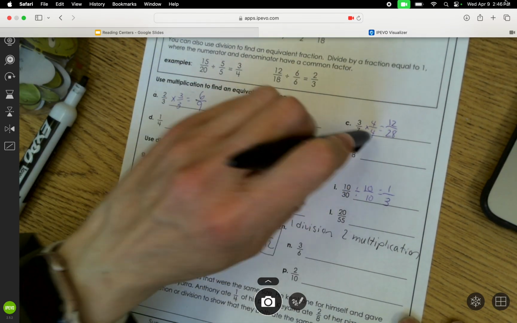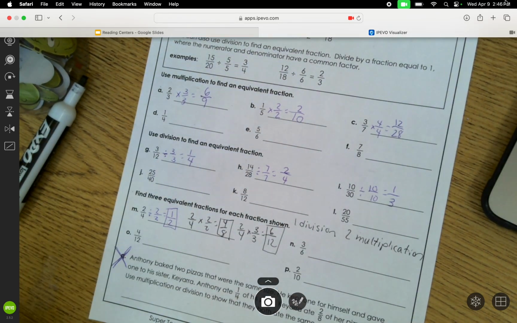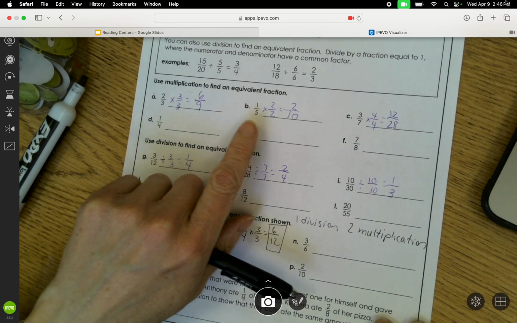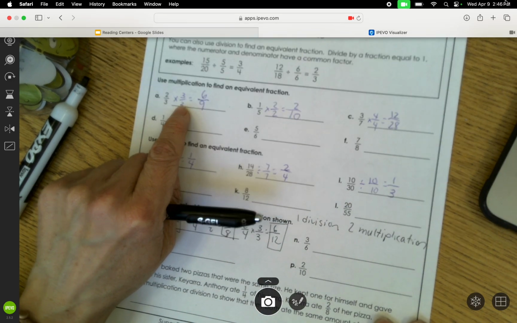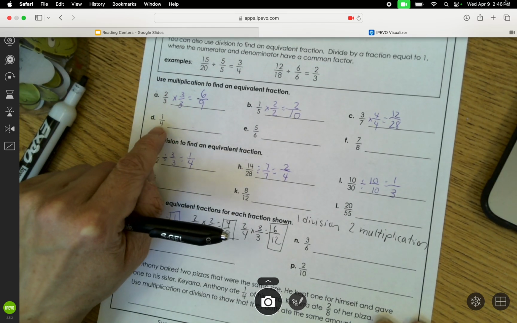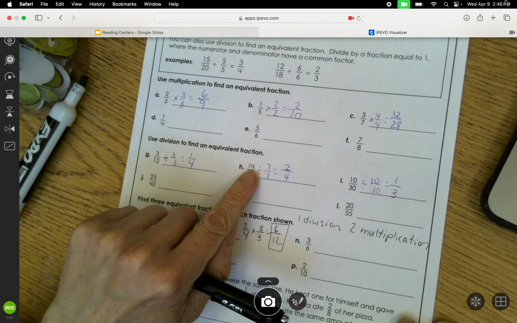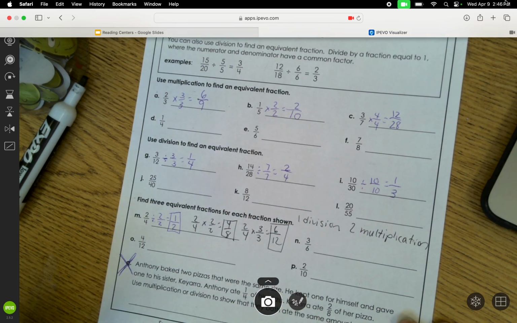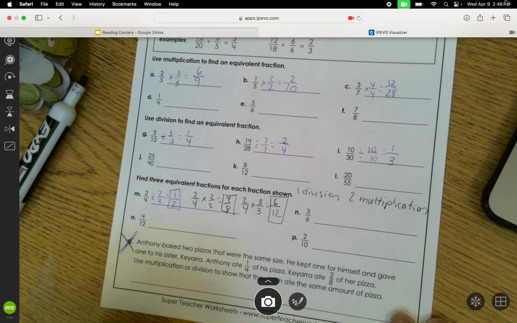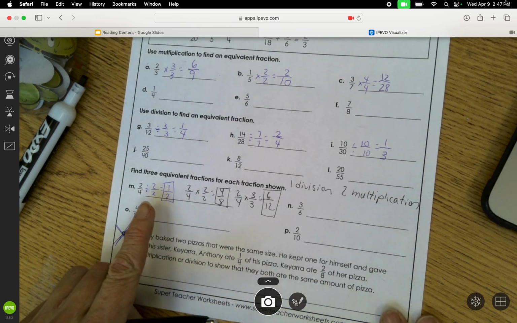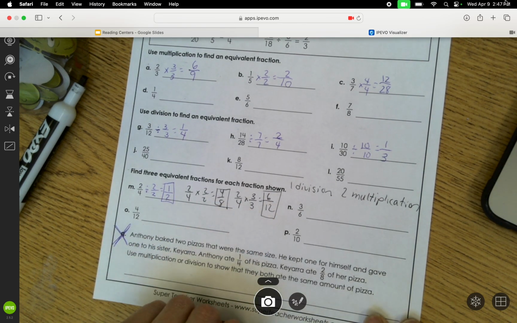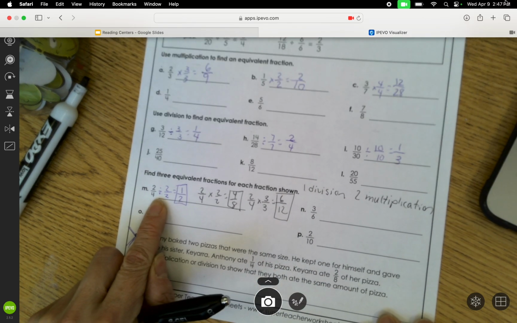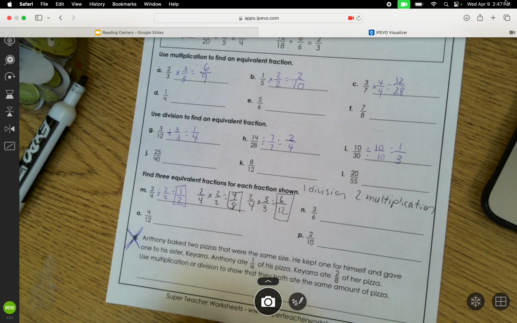So you have 1, 2, 3, 4, 5, 6, 7, 8, 9 questions to go. Use multiplication, any numbers, top and bottom, numerator, denominator are the same because it needs to be equal to 1, whatever you multiply by. Then here, you need to find a common factor. And then down here, you need to find 3 equivalent fractions using division for one of them. So you want to find an equivalent fraction using division, and then 2 more using multiplication, just like I did. I found the common factor and divided, and then I multiplied for the next 2.